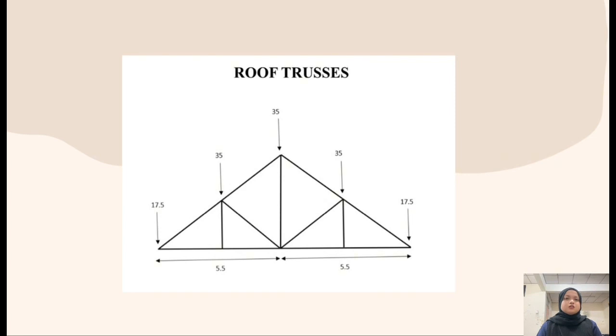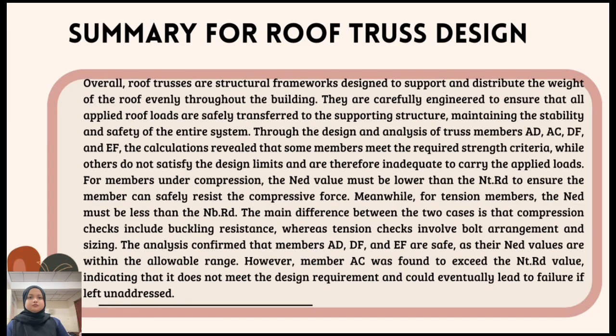This truss is designed to withstand vertical loads and maintain lateral stability of the roof structure. The triangular shapes in the truss help prevent deformation and efficiently channel load to the supports. So next, summary for roof truss design. Overall, roof trusses are structural frameworks designed to support and distribute the weight of the roof evenly throughout the building.